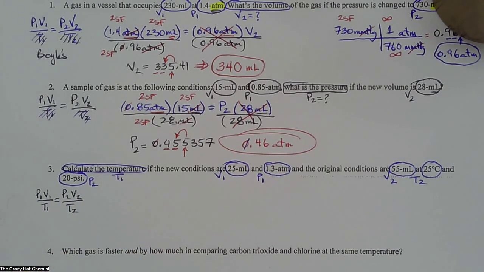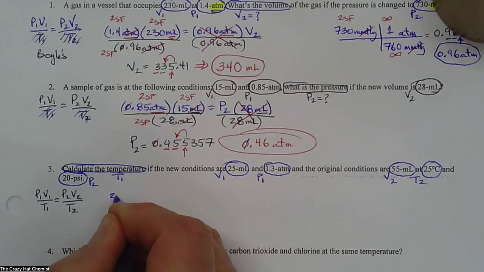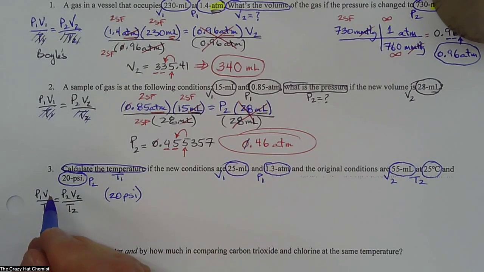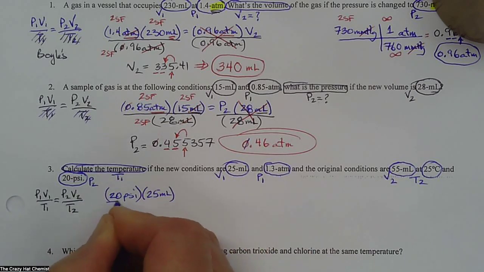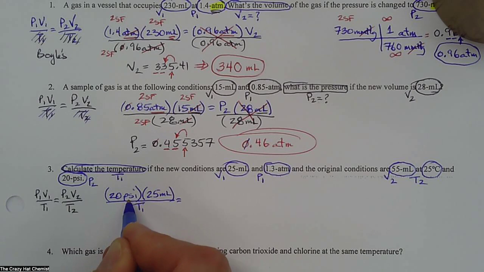All right, so what we're going to do is jam all this stuff into there. So let's see if we can do that. Here we go. P1. What is P1? P1 is 20 PSI. So 20 PSI, that's pounds per square inch. And V1, that's 25 milliliters. T1 is what we're solving for, so we'll call that T1. And then P2, that's pressure 2. Now it needs to be in pounds per square inch since the first one that we wrote down is in pounds per square inch.